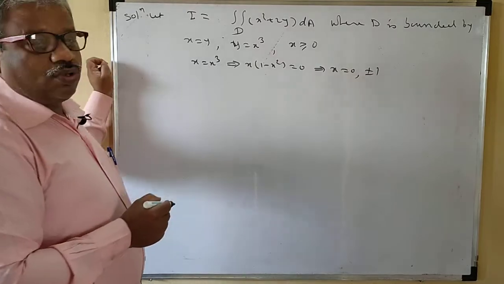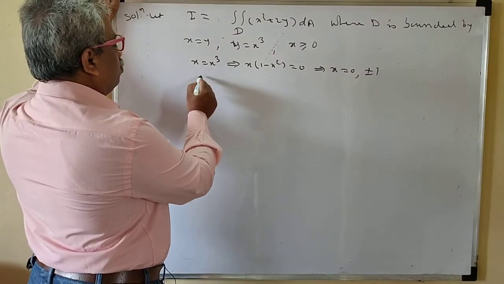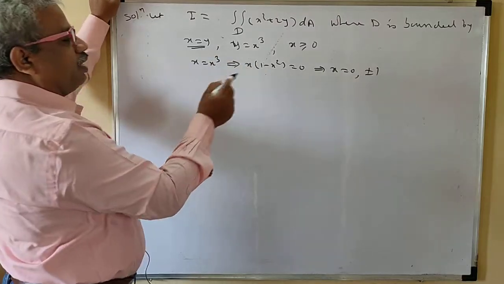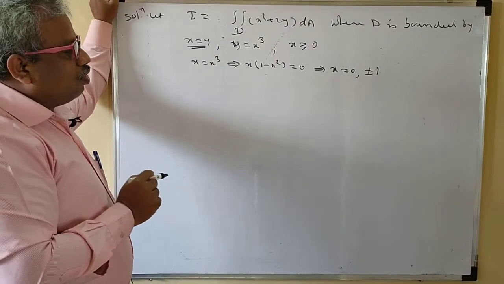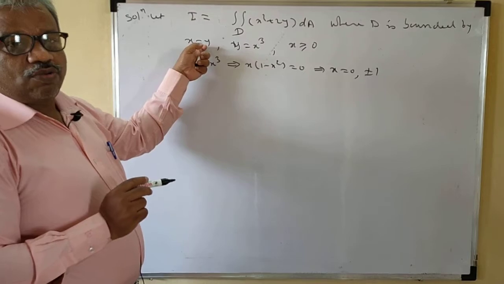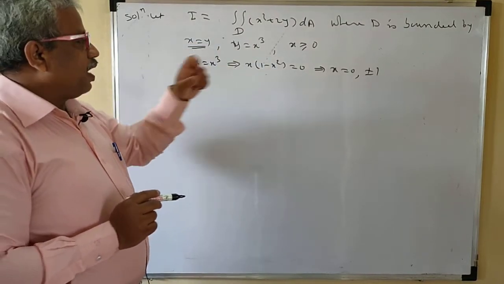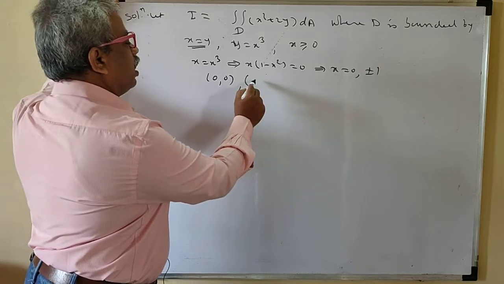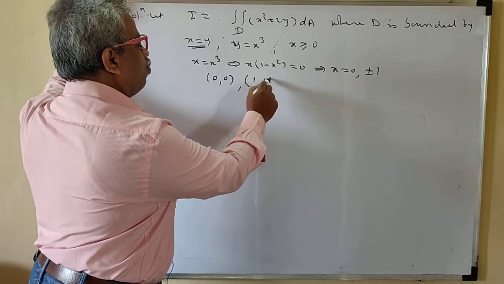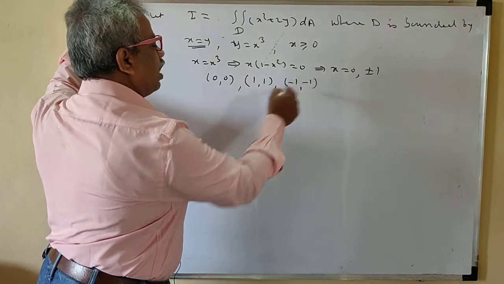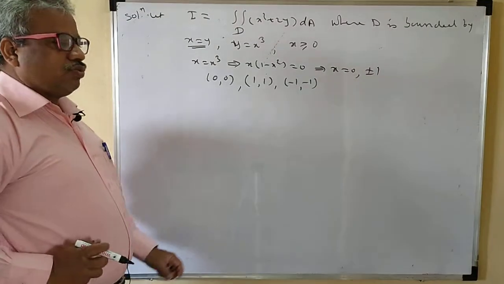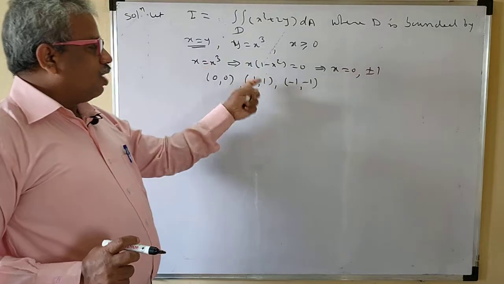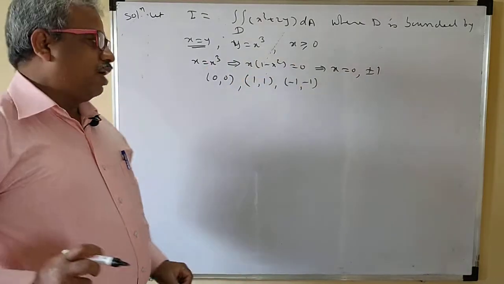So x is equal to 0. That means, with the help of this, you got the values of x, and now you have to find the value of y. If x is equal to 0, then the point of intersection is 0, then 1, 1, then minus 1, minus 1. So if x is equal to 0, y is also 0. If x is 1, y is 1. If x is minus 1, y is minus 1.